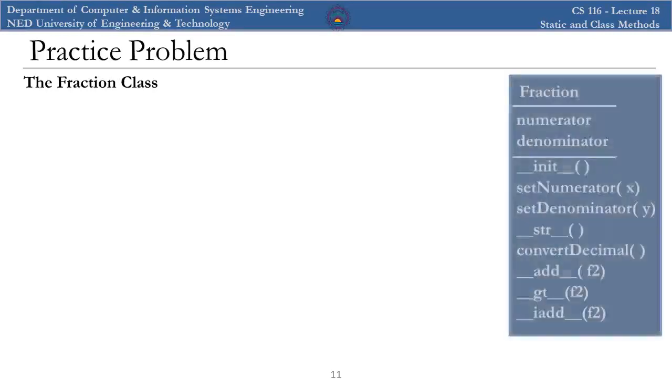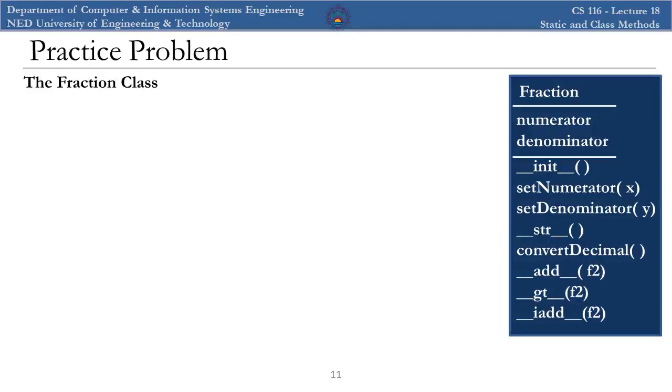So this is the class that I plan to make here. The name of my class will be Fraction. It will have two instance attributes, numerator and denominator, like before. We'll define an initiator method that will initialize these two instance variables, and then set numerator, set denominator. These will be the setters as before. So we'll go through this common code quickly.